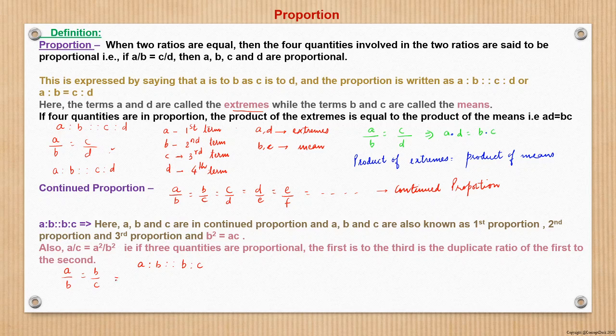And now from here we can write this. If we cross multiply, we can write this as B square is equal to A into C, right? B square is equal to A into C. And here only three numbers A, B, C are there. So A is called the first proportion.